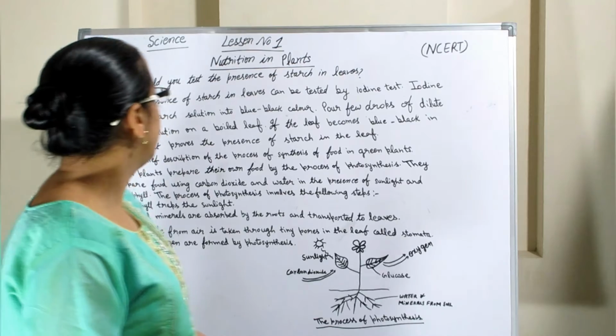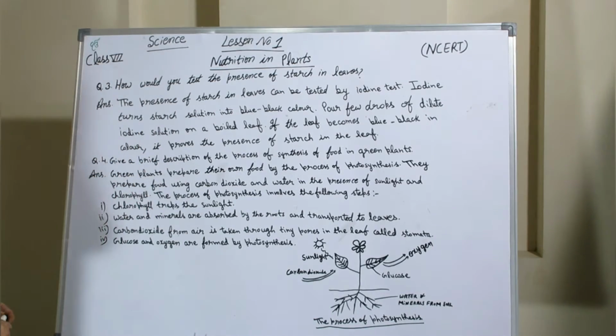क्लास 7 साइंस का लेसन नंबर 1 न्यूट्रिशन इन प्लांट्स। इसका क्वेश्चन नंबर 3 है, How would you test the presence of starch in leaves? Answer, the presence of starch in leaves can be tested by iodine test. Iodine turns starch solution into blue-black color. Pour few drops of dilute iodine solution on a boiled leaf. If the leaf becomes blue-black in color, it proves the presence of starch in the leaf.